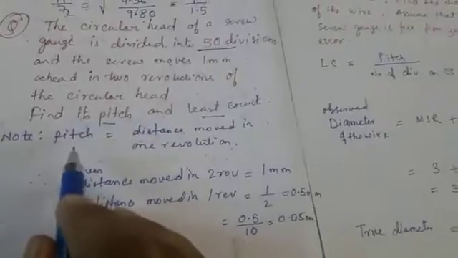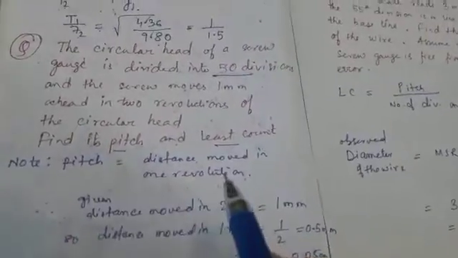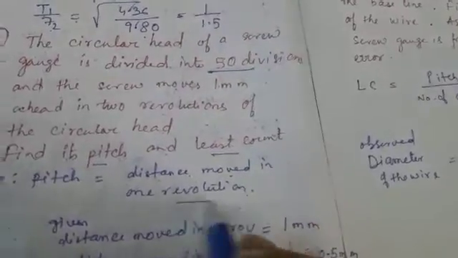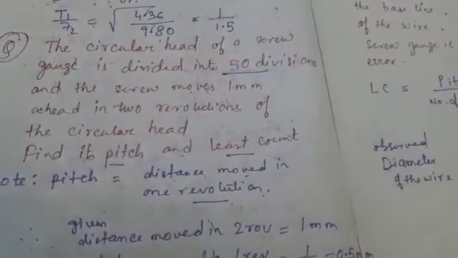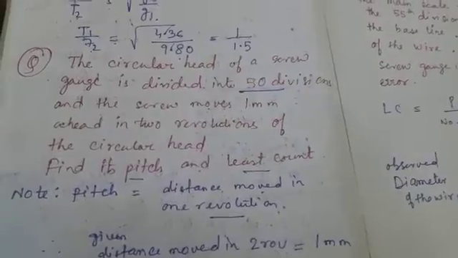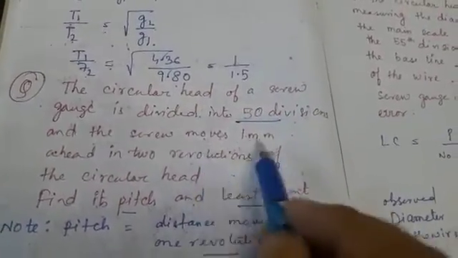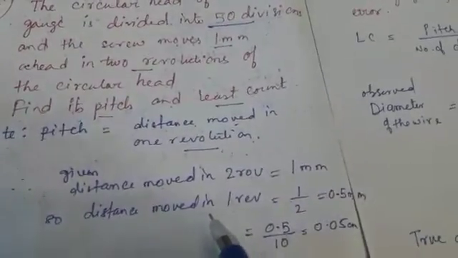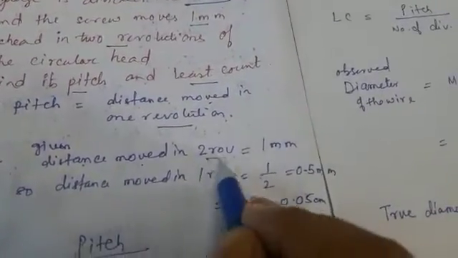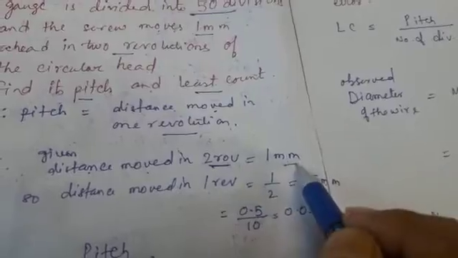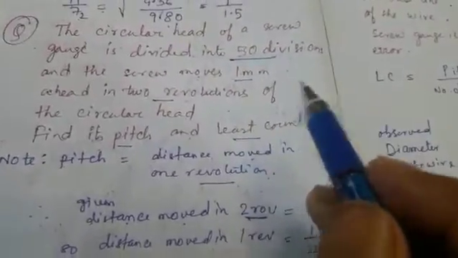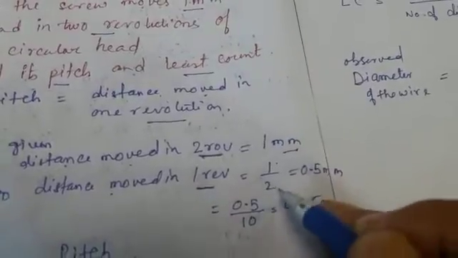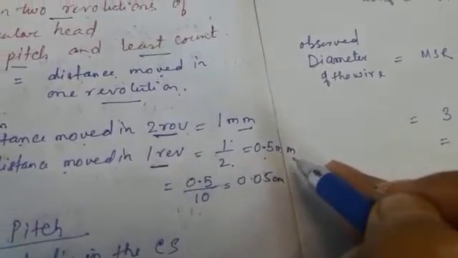Now students, see, pitch. What is pitch? Always remember, pitch is the distance moved in 1 revolution, right? Distance moved in 1 revolution is pitch, remember. So in the question they are telling us they are completing 1 millimeter in 2 revolutions. So you use the unitary method. Distance moved in 2 revolutions is how much? 1 millimeter. They have given it in the question. So distance moved in 1 revolution will be how much? 1 by 2, that is 0.5 millimeter.